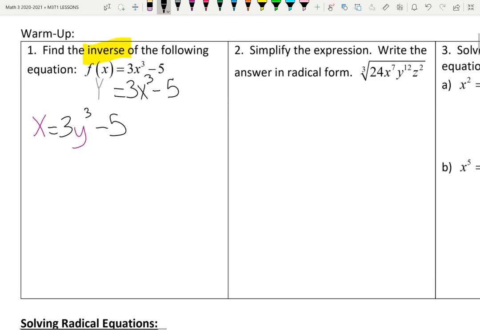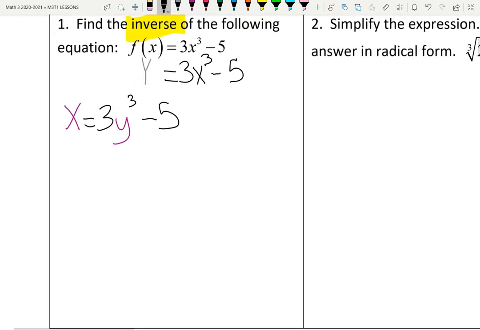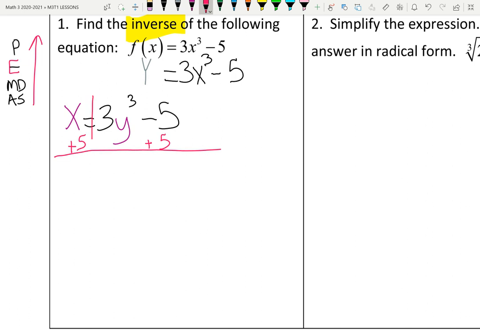So you can see I switched my variables, and now my goal is to get it back to the spot where y is by itself. So I have to use the inverse operations. Normally we go parentheses, then exponents, then we multiply and divide, then we add and subtract. However, with inverses, we go in the opposite order. So I'm going to add and subtract first. To get the y by itself, I'm going to add 5 to both sides.